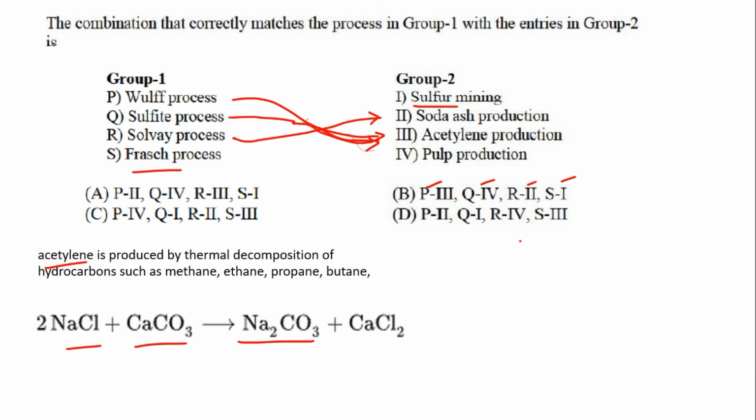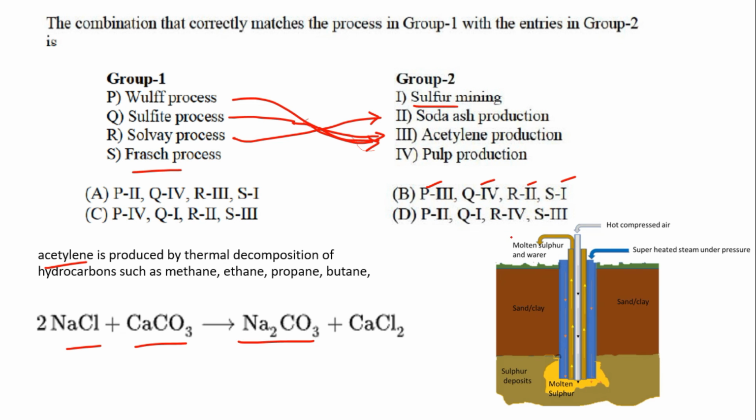Here I have given the schematic of the sulfur mining process through the Frasch process. In this process, superheated steam and hot compressed air are injected through the pipes into the sulfur beds, the sulfur deposits. The steam melts the sulfur, and the compressed air pushes this molten sulfur up towards the top. So we'll collect this molten sulfur along with the water. Again this water will be separated from the sulfur.